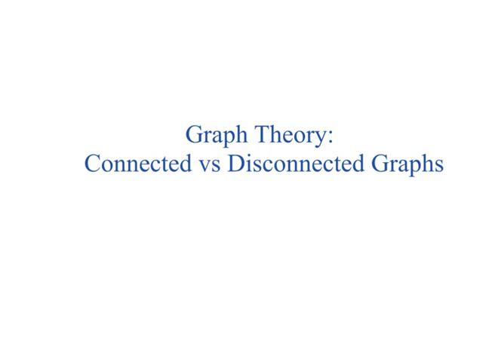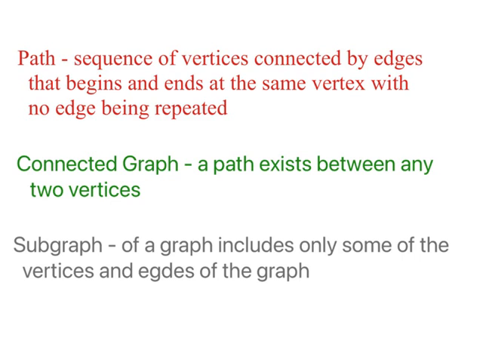Let's talk graph theory and connected versus disconnected graphs. So we have some terminology to talk through first. First, a path. A path is a sequence of vertices connected by edges that begins and ends at the same vertex with no edge being repeated. Great. A connected graph just states that a path exists between any two vertices.